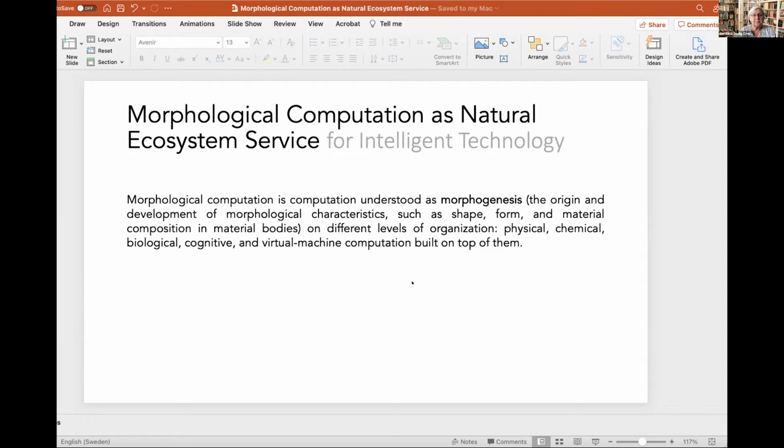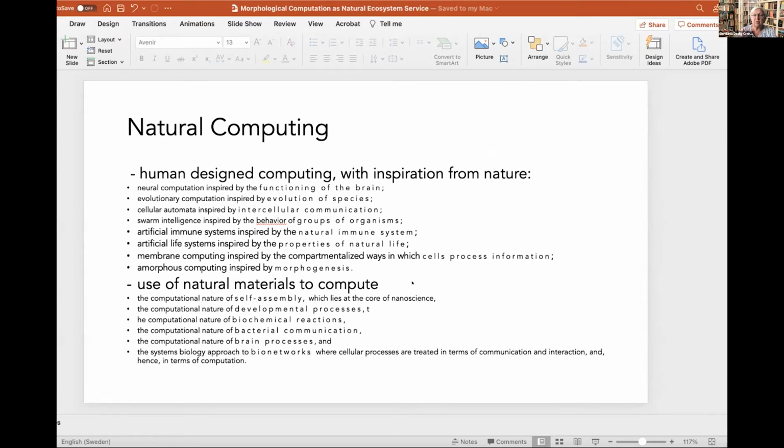So that is the idea, that we can use morphological computation, which is intrinsic computation in the world, in order to support our intelligent technology. We don't need to run different levels of computation in order to get abstract representations and general solutions. We can use specific natural solutions for specific problems.